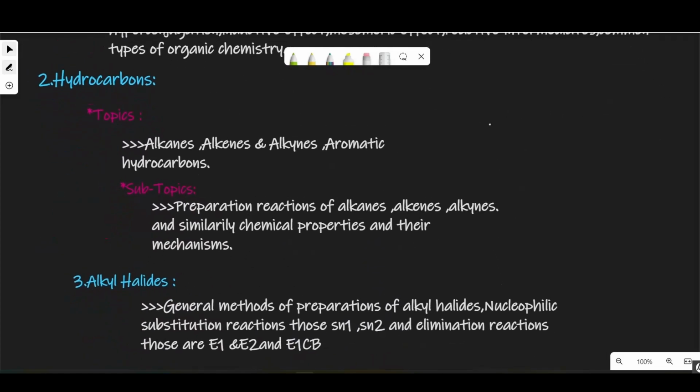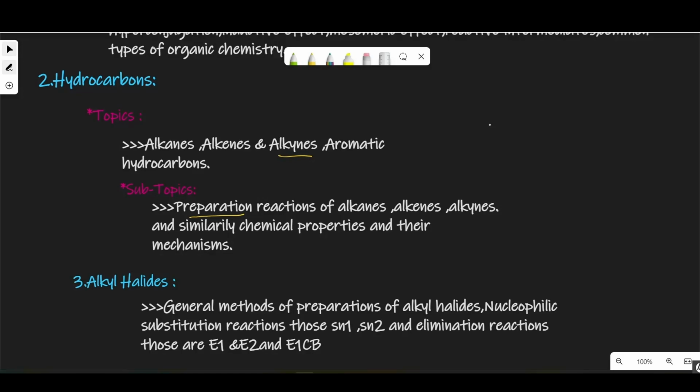Let's move to another chapter, that is hydrocarbons. In hydrocarbons, we need to learn about alkanes, alkenes, and alkynes. We have already learned this topic in 10th standard. So we will get to know more about it in this chapter. Here we need to know the preparation reactions of alkanes, alkenes, and alkynes, and similarly chemical properties also, and some mechanisms.